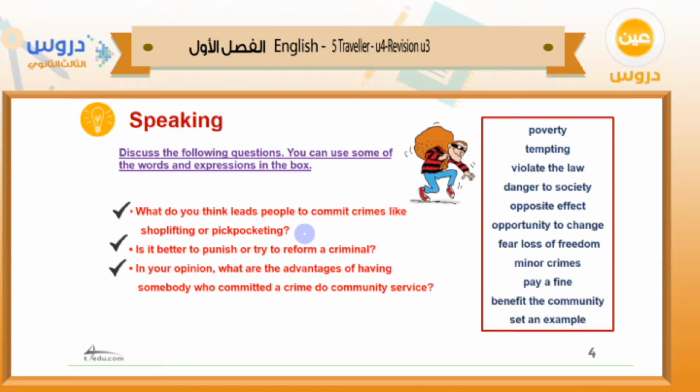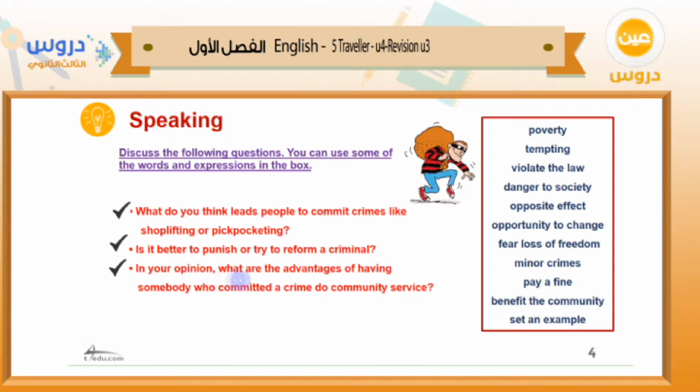All right, now I just want to discuss with you the following questions, and you can use some of the words and expressions on the right-hand side. You can see it here, so you can use it, but after we understand all the points or questions. Number 1, what do you think leads people to commit crimes like shoplifting or pickpocketing? Okay, and the other point, is it better to punish or try to reform a criminal? What do you think is the best solution for the criminal? Punish or reform?